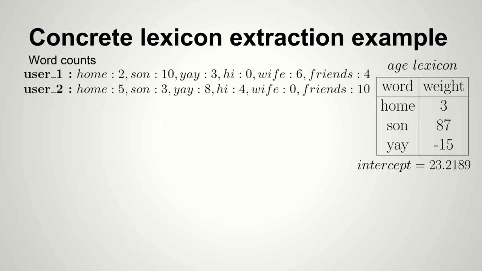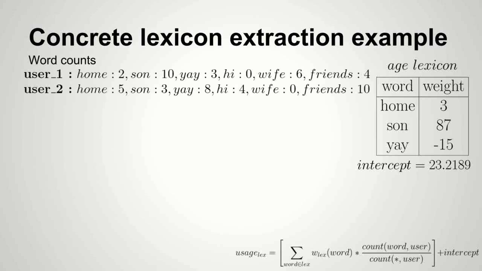Let's consider 2 users who have written some text, and each user's word counts are listed here. User 1 used the word home twice, the word sun 10 times, etc., whereas user 2 used the word home 5 times, and the word sun only 3 times, and so on. Once we have these word counts, we are going to plug everything into the lexicon extraction equation that is here.